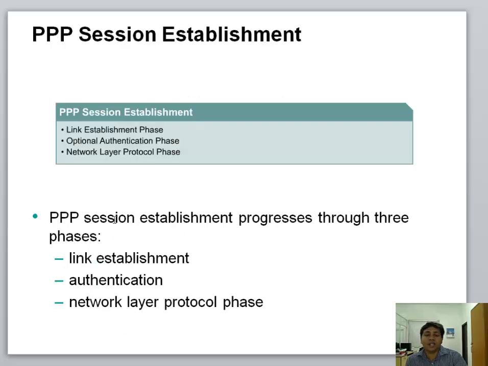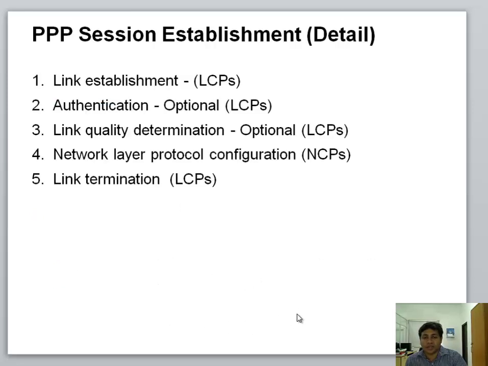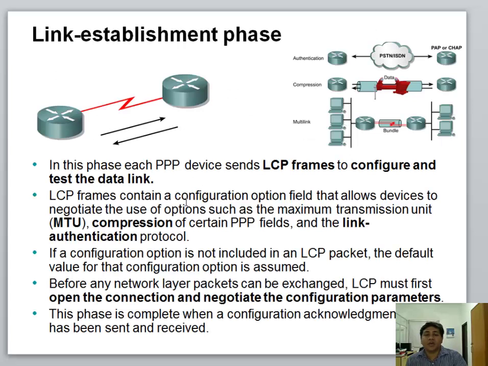Now in PPP sessions, there are three phases: link establishment, authentication, and network layer protocol phase. In PPP session establishment, in LCP first there is link establishment, then if there is any authentication process, we need to configure that and check that authentication through LCP, then the link quality is determined, and then network layer protocol configuration and all other corresponding things will be handled by NCP, and finally the link is terminated by LCP. This is how PPP works.